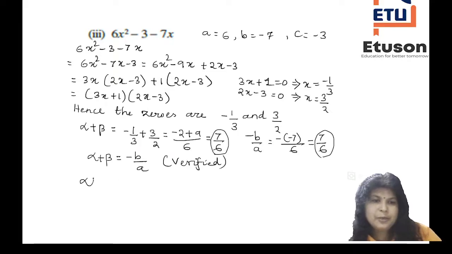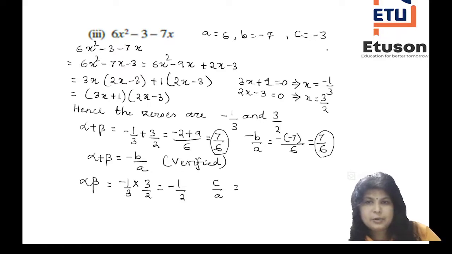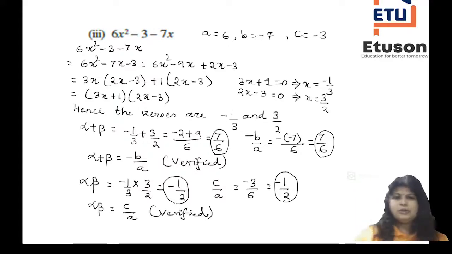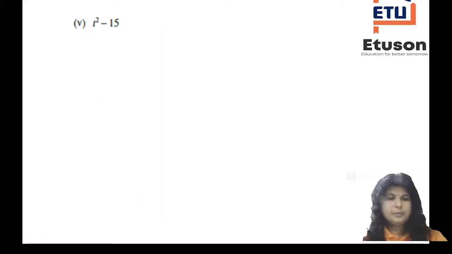Now let us find out the product. Alpha into beta, so minus 1 by 3 into 3 by 2. What is the answer? Minus 1 by 2. Now, let us find out c by a. What is the value of c? Minus 3. So minus 3 divided by 6. What is the answer? Minus 1 divided by 2. This value and this value are the same, right? So alpha into beta is equal to c by a. So this value is verified. Correct or not? Okay, now let us go to the next problem.